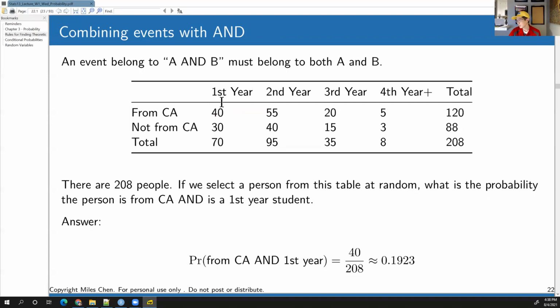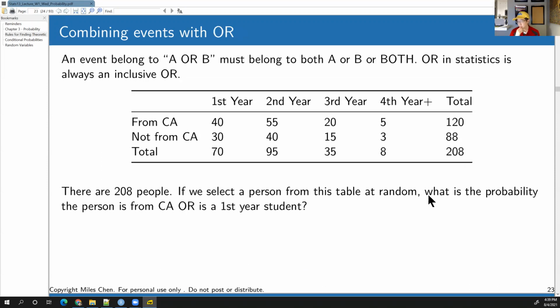We just say, all right, well, how many people are from California and first-year students? We have 40 people, okay? And we got a whole bunch of other people as well, but 40 people fit that description of being from California and a first-year student. So our answer is going to be 40 divided by 208, something around 19% if you do the computation. Okay. We can ask, okay, A or B.